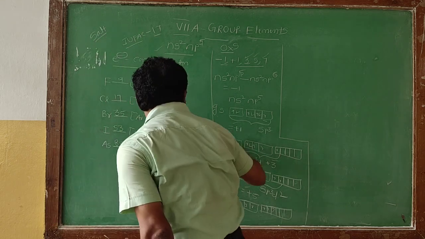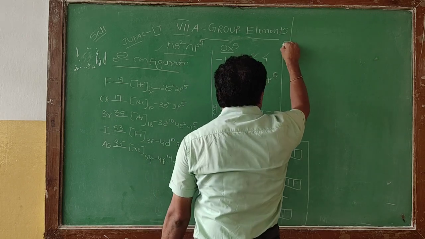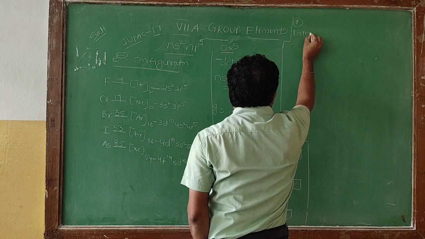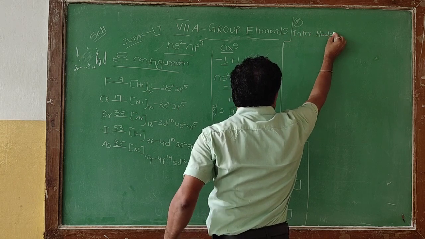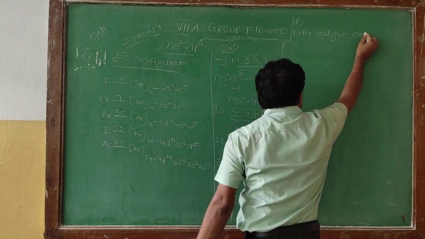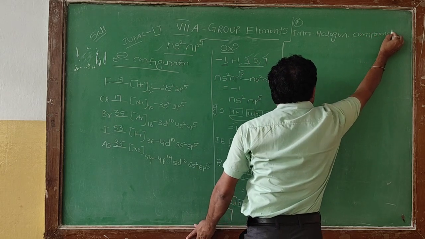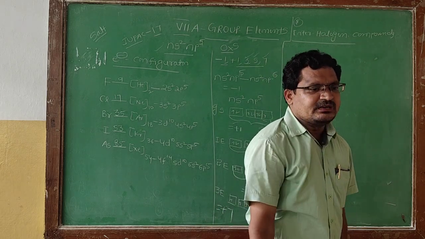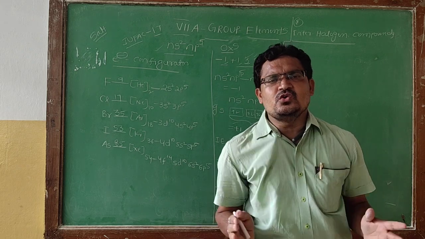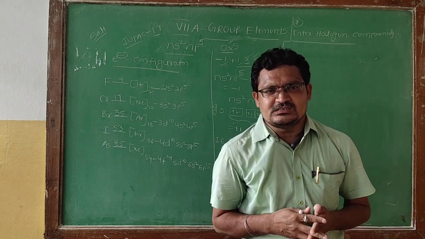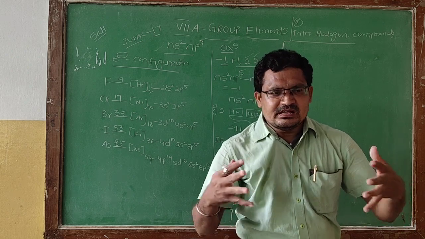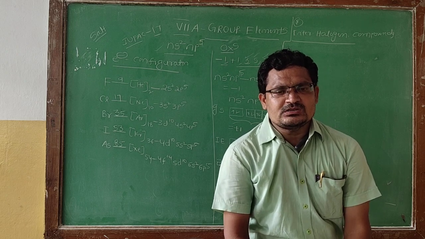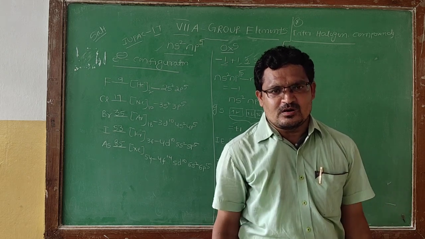The next topic, the third topic, is interhalogen compounds. What is the definition of interhalogen compounds? Interhalogen compounds are formed when two halogen atoms react with each other. The two halogen atoms that react with each other are called interhalogen compounds.